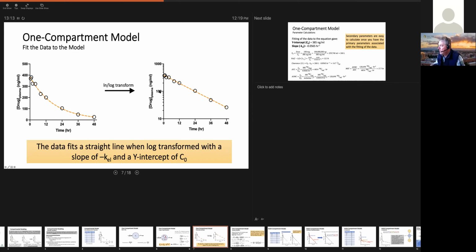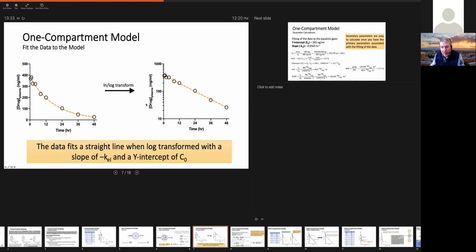The data fits a straight line with a slope of KEL and a y-intercept of C0. Okay, y equals mx plus b. Same basic thing you learned in basic geometry years and years ago for the equation for a straight line. And that's really what we're talking about here with the one compartment model. When you log transform it, you wind up with a straight line because of that log relationship.